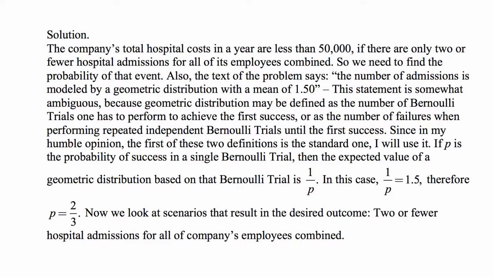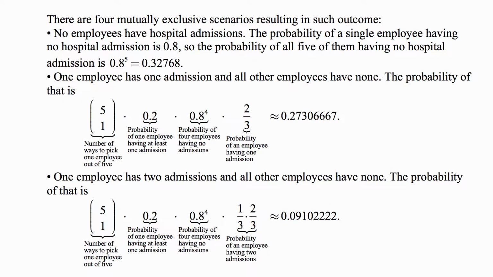And now we look at scenarios that result in the desired outcome, 2 or fewer hospital admissions for all of the company's employees combined. There are 4 mutually exclusive scenarios resulting in such an outcome. First one is when no employees have hospital admissions. The probability of a single employee having no hospital admissions is 0.8, so the probability of all 5 of them having no hospital admissions is 0.8 to the 5th, because they're independent, so we can multiply out the probabilities, and that's 0.32768.